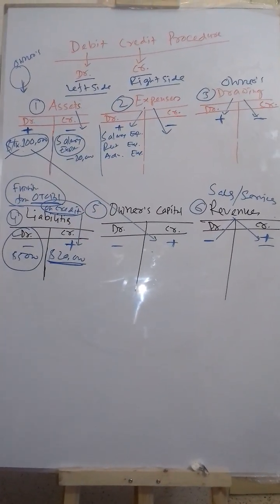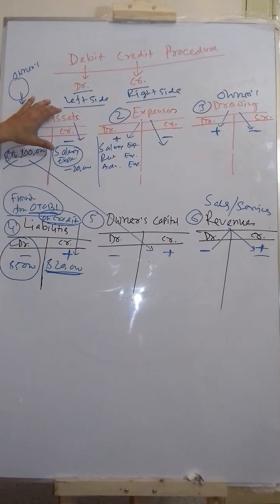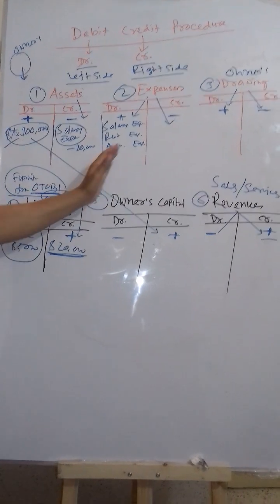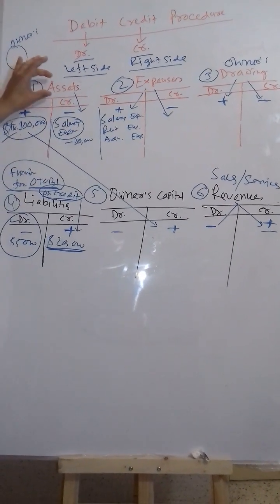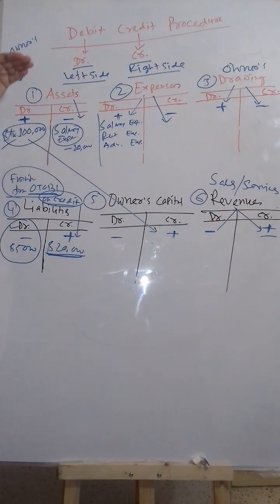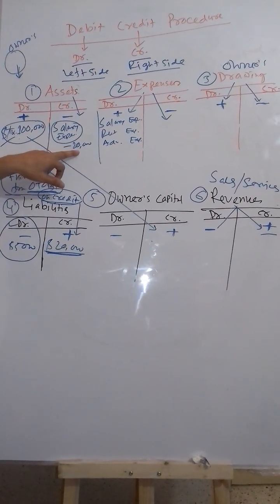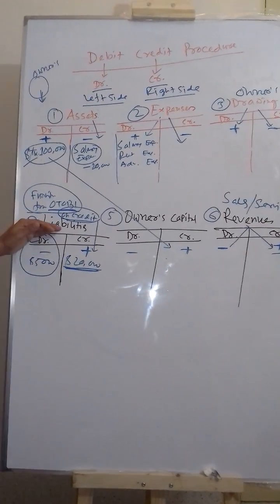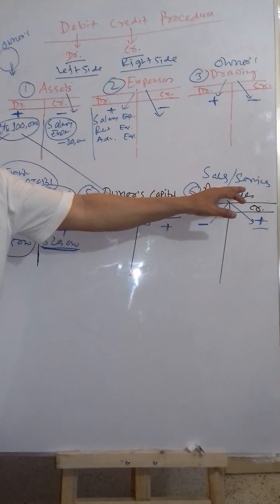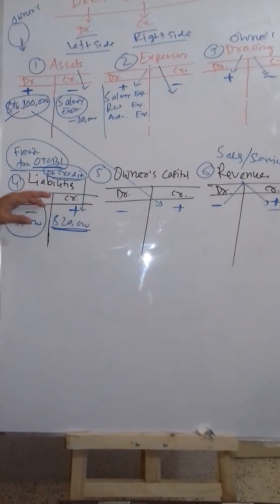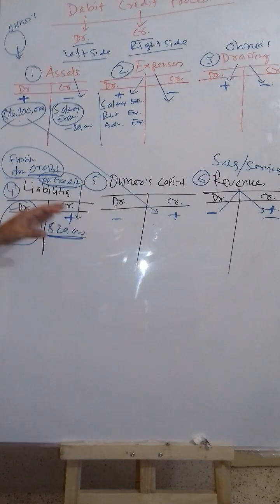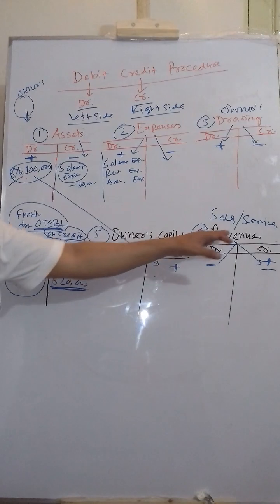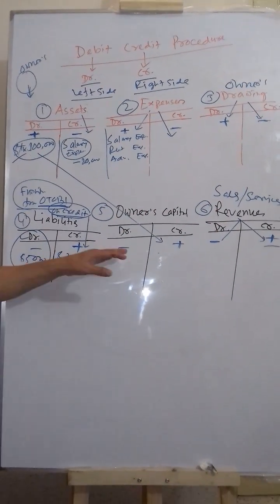So overall we can say again, this is assets, expenses and drawings. These 3 items increase debit, debit, debit. And if assets, expenses and drawings decrease, this must be credit, credit and credit. And this is liabilities, owner's capital and sales or service revenues. If they increase, it must be credit, credit, credit. And if liabilities, owner's capital and revenues decrease, it must be debit, debit, debit.